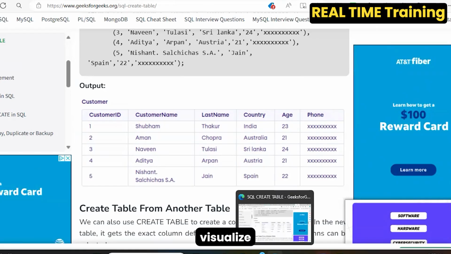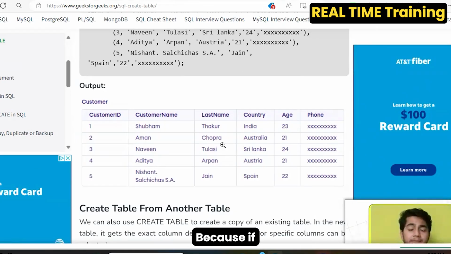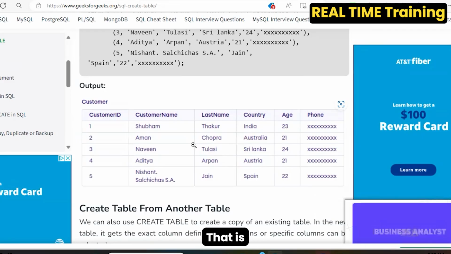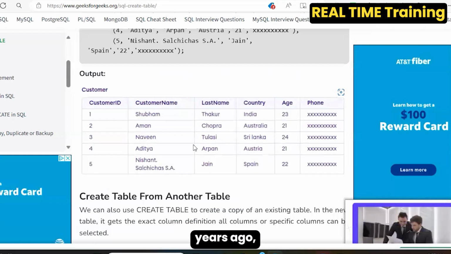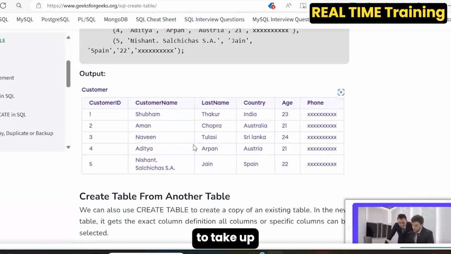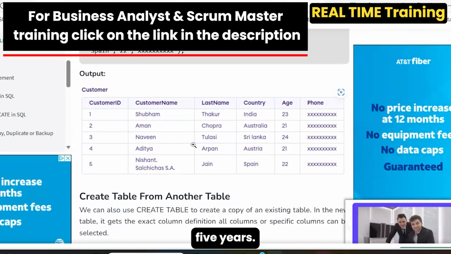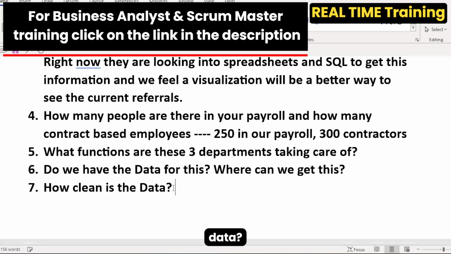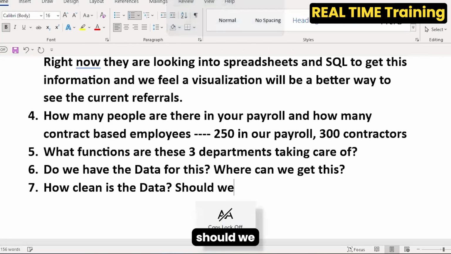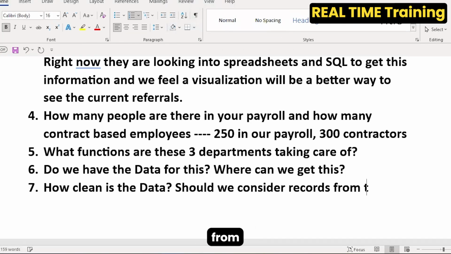If they ask you to visualize something, how clean is this data? Because if this data is not clean, meaning there is wrong info. So what do I mean by data not being clean? There is wrong info, incomplete information that we do not need. Example, some employee who worked 10 years ago, we don't need that. So we just need to take the records for the last 5 years, correct? So the next question is: how clean is the data, and should we consider records from the last 5 years or all the records?